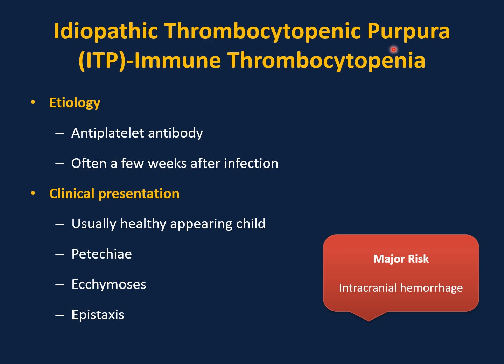Idiopathic thrombocytopenic purpura. The etiology is antiplatelet antibodies. Autoimmune. Idiopathic means nobody knows why. Often a few weeks after infection, like upper respiratory tract infection. Clinical presentation, you have to know that this presents in very healthy appearing children.